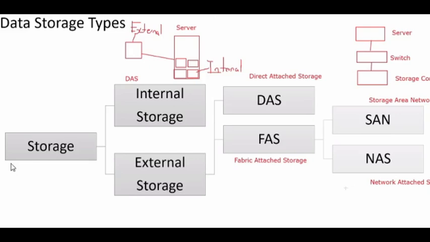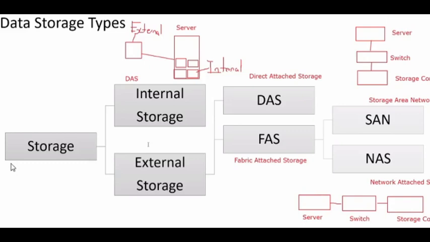Okay, then it starts getting a bit more weird. So what is network attached storage? Network attached storage is basically your server, but also your switch, and also the storage controller. Okay, so what's the difference between storage area network and network attached storage? So let's put it here. So it looks the same, network attached storage and storage area network. So let's just put this as SAN and this as NAS.